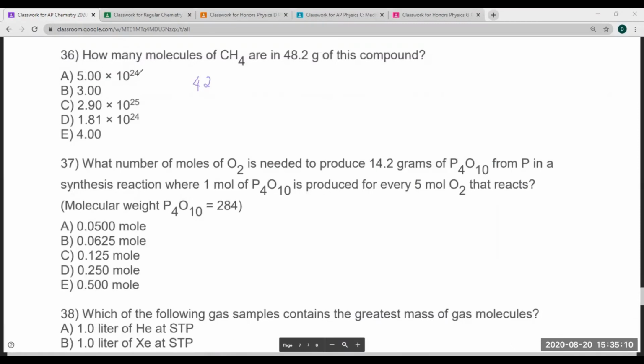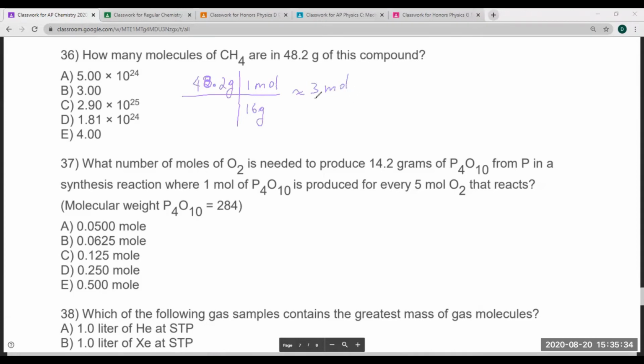Okay, how many molecules of methane are contained in this many grams of compound? First of all, 48.2 grams correspond to how many moles? Methane is 12 plus 4, so this is 16 grams, which is roughly 3 moles.